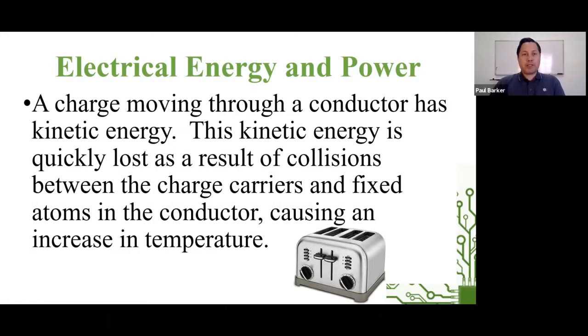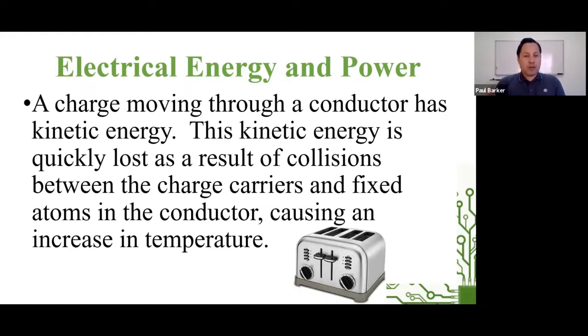Let's begin by discussing electrical energy and power. A charge moving through a conductor has kinetic energy. This kinetic energy is quickly lost as a result of collisions between the charge carriers and fixed atoms in the conductor, causing an increase in temperature. That is how a toaster oven works, or anything that heats up. For example, the heating element in a water heater.